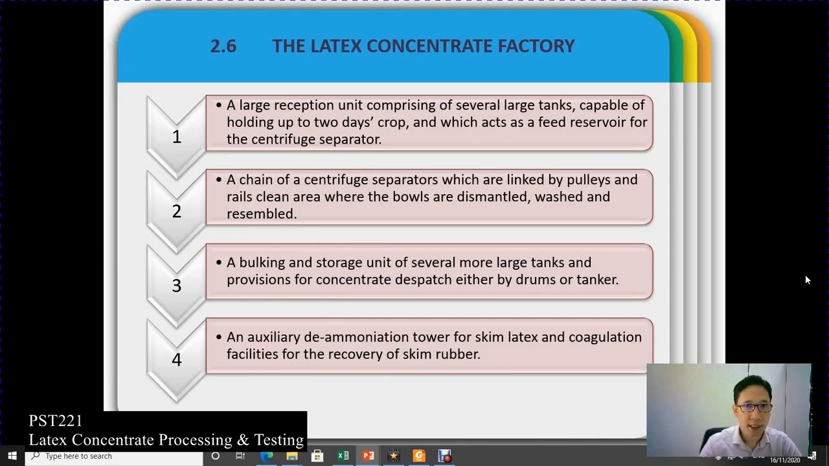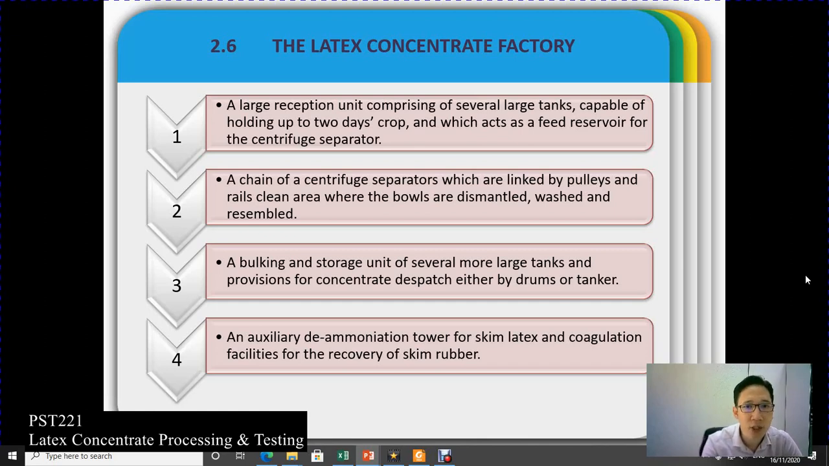Here is the process of the latex concentrate factory. Mainly a large reception unit comprised of several tanks. I think I did mention this earlier; we go through this a second time. They are capable of holding up to 2 days' crops, and act as a feed reservoir for the centrifuge separators.